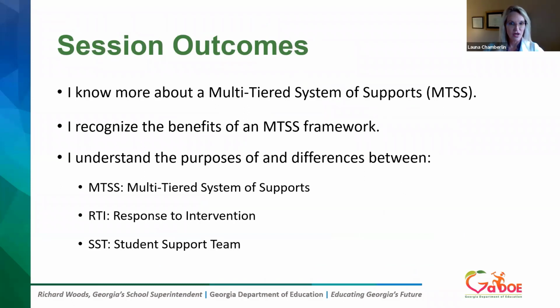And so our session outcomes were to know more about a multi-tiered system of supports, or MTSS, and to recognize the benefits of an MTSS framework, and also to understand the purposes and differences between a multi-tiered system of supports, response to intervention, and student support teams.